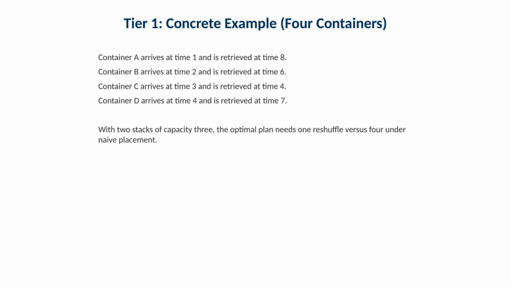Container A arrives at time 1 and is retrieved at time 8. Container B arrives at time 2 and is retrieved at time 6. Container C arrives at time 3 and is retrieved at time 4. Container D arrives at time 4 and is retrieved at time 7. With two stacks of capacity 3, an optimal plan places the earliest retrieval container on top and the latest retrieval container at the bottom. The result is one reshuffle versus 4 reshuffles under a naive first-come, first-served placement.